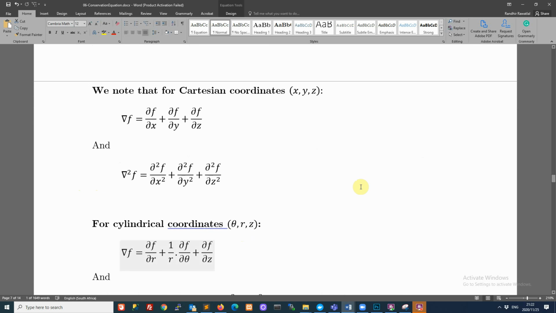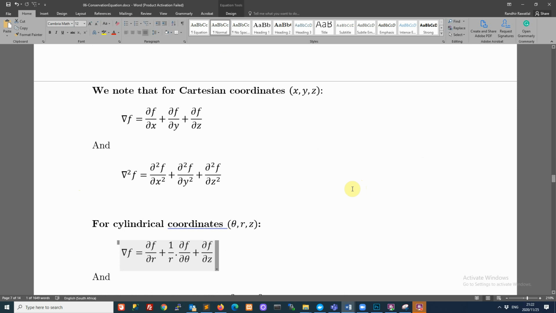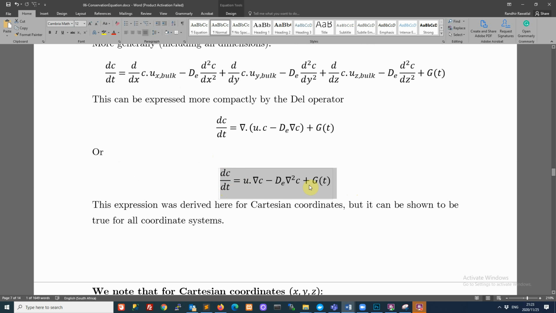And in fact, other coordinate systems could be imagined. You could imagine maybe some kind of triangular coordinate system, or something based on hexagons, whatever you like. So whatever coordinate system you want to work in, whatever system is the most convenient for your process, you go ahead and work out what the del of that coordinate system is and the del squared of that coordinate system, and you will find that you can apply the same material balance.